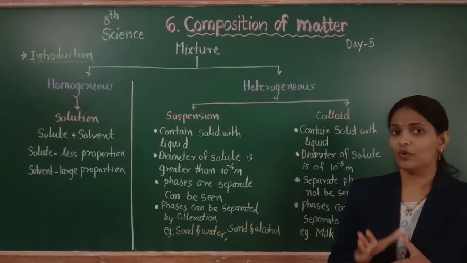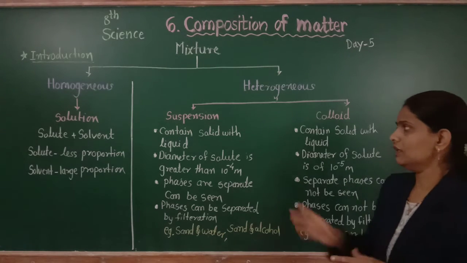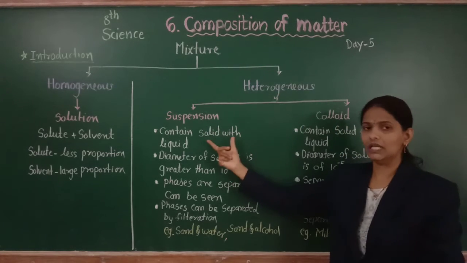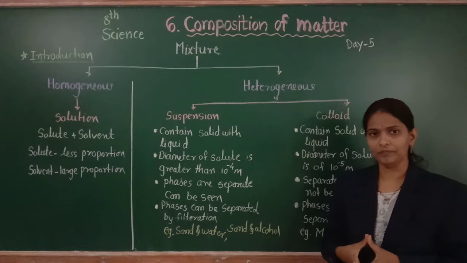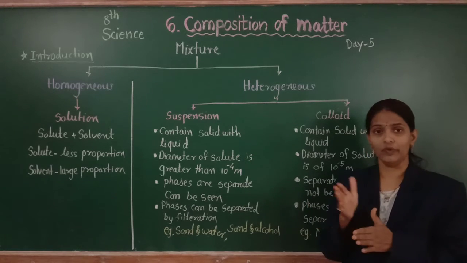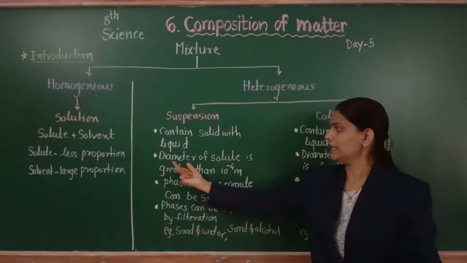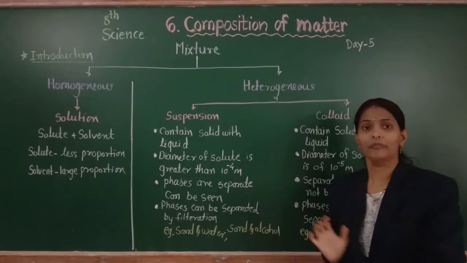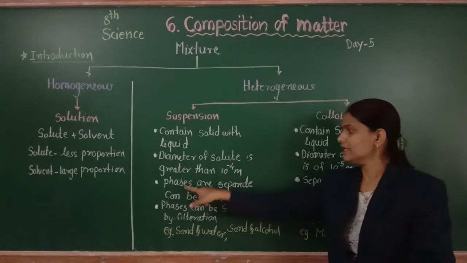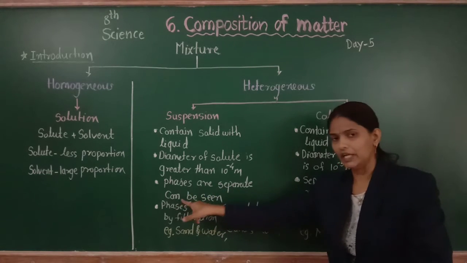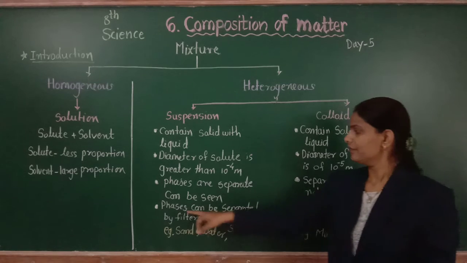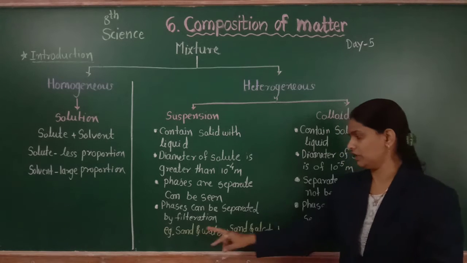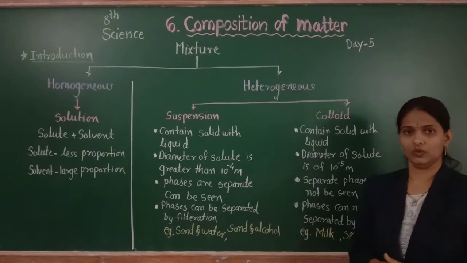Do you understand what a suspension is? Suspension is a type of heterogeneous mixture. It contains solid with liquid. It contains two or more phases. The diameter of the solute is greater than 10⁻⁴ meter. Phases are separate and can be seen. Phases can be separated by the filtration process. For example, sand and water, and the second one, sand and alcohol.